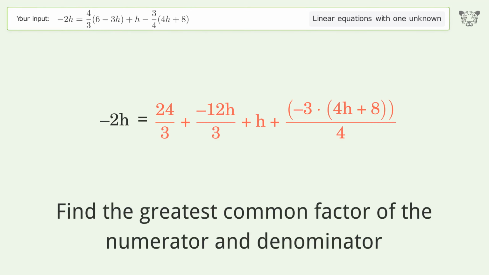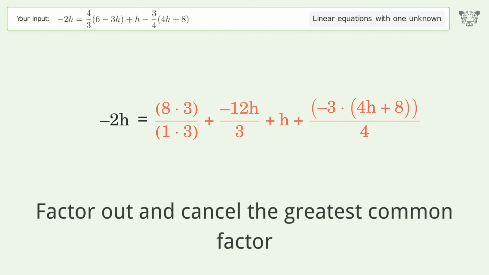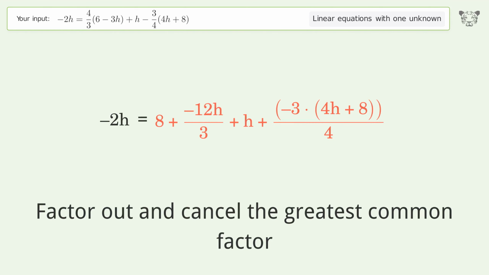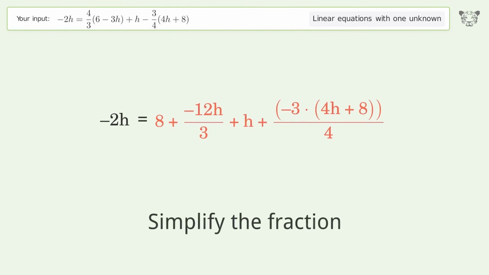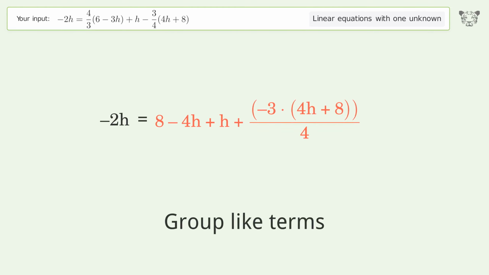Find the greatest common factor of the numerator and denominator. Factor out and cancel the greatest common factor. Simplify the fraction. Group like terms.